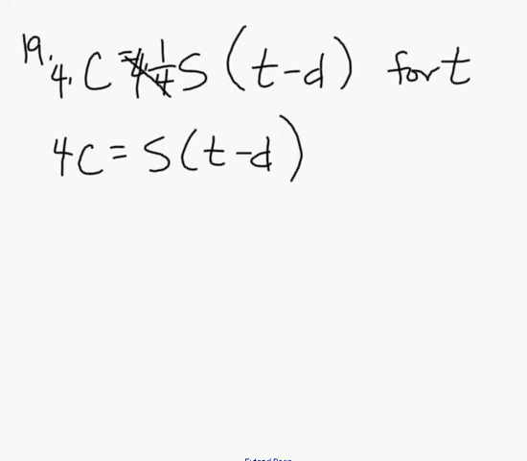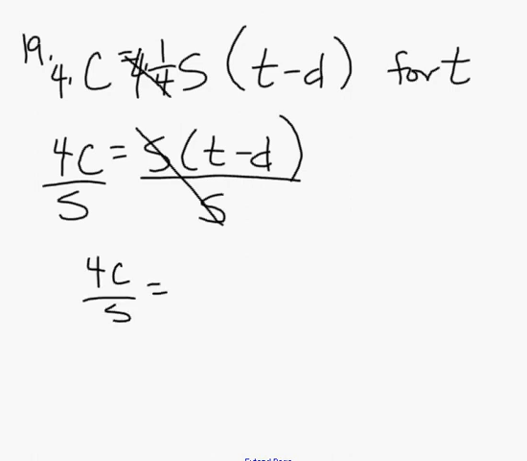Okay, now I'm going to divide both sides by S because rather than distribute that in, I'm simply going to divide that out at this step. So I have divided by S, cancels over here. Now I have 4C over S is equal to T minus D. Remember, I'm still solving for T, so my last step is simply to add D to both sides.